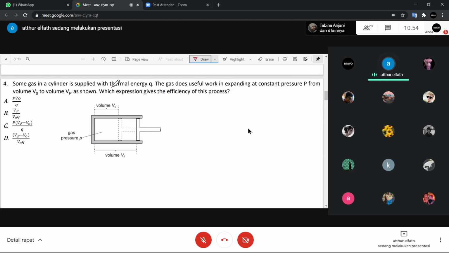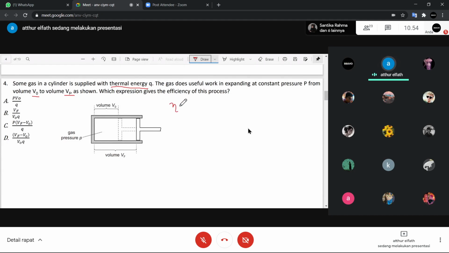Thermal energy equals energy. Okay. The gas does useful work in expanding at constant pressure P from volume V0 to volume Vf, as shown in this figure. Which expression gives the efficiency of this process?